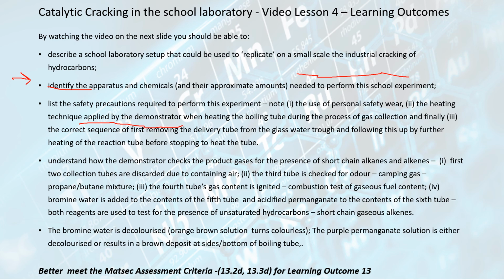The fifth test tube is tested using bromine water. Bromine water, as you will learn from your organic chemistry, can be used to check for the presence of unsaturated hydrocarbons. So typically you would use bromine water to check for the presence of a carbon to carbon double bond.